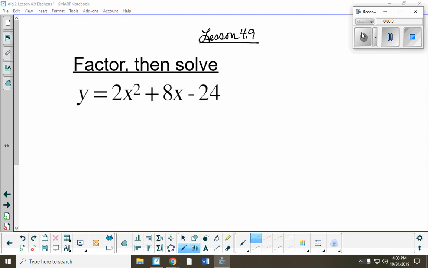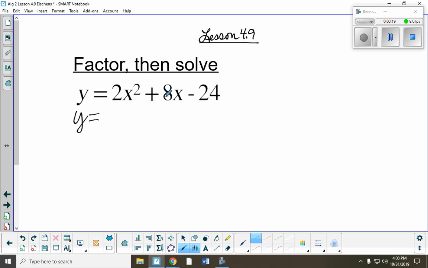Right, in this lesson, we are going to be graphing systems of equations. But before we do that, I want to review how you would factor a quadratic equation. So the first thing that you always want to do is look for a common factor, the greatest common factor.